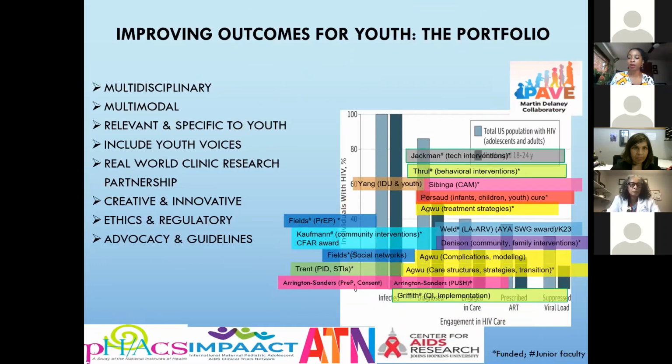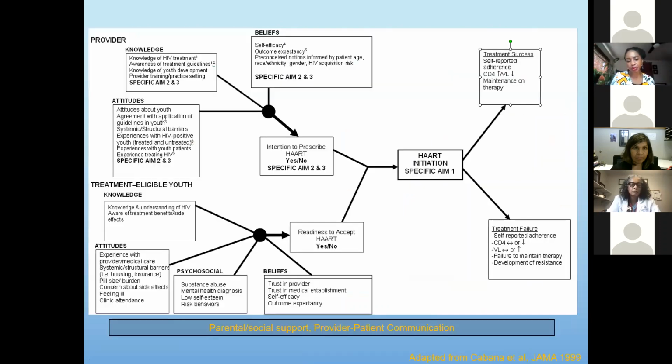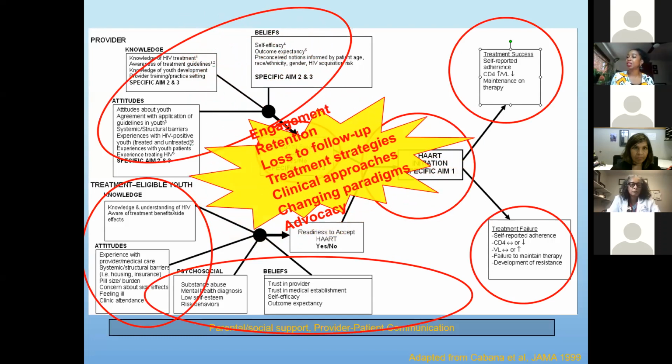This is what the picture looks like, and I'm really proud to be part of a network of investigators here at Hopkins and beyond that are really looking at this continuum from the prevention all the way to viral suppression to cure. So when I go back to that framework that was in my K23 application and how simple it was looking back, and provider and the treatment and eligible youth, et cetera, and really acknowledging that it looks more like this. It's all of it and more. Thinking beyond engagement, retention, loss to follow-up, treatment strategies, approaches, but changing paradigms, bringing the clinical, addressing different social terms, et cetera, in order for us to get to that treatment success in a meaningful way.